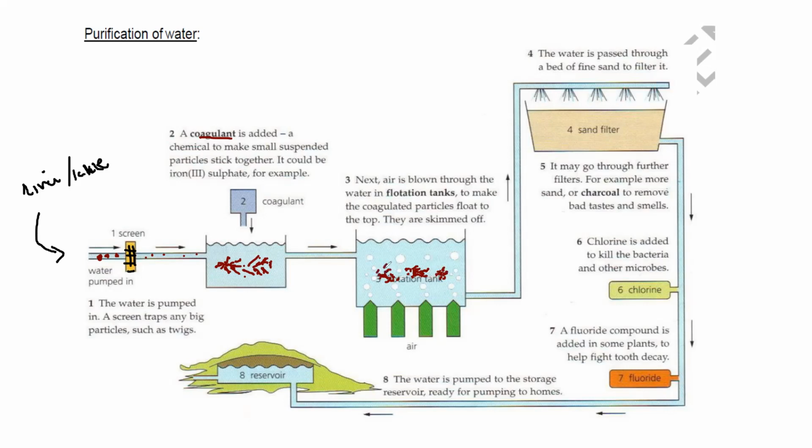Then from the bottom we blow the air. As a result, when we blow the air from the bottom, these coagulants will move towards the surface. And when these coagulants move towards the surface, we can skim off. Skim off means removing the top layer. So we can remove this top layer and make this water purified from these large and smaller particles.